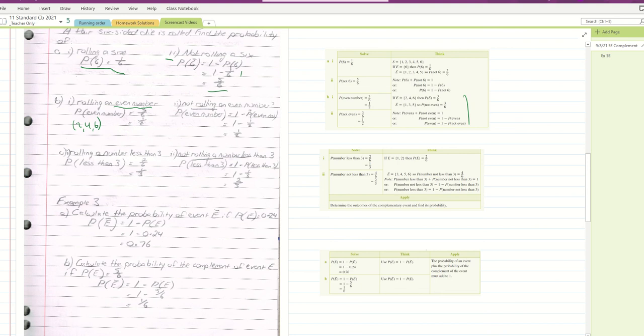Now, the probability of not rolling an even number is the complement of rolling an even number, which is rolling a 1, a 3, or a 5. Again, with our odds, it's 1 minus the probability of rolling an even number. And so that is equal to 1 minus a half, which is also equal to a half.